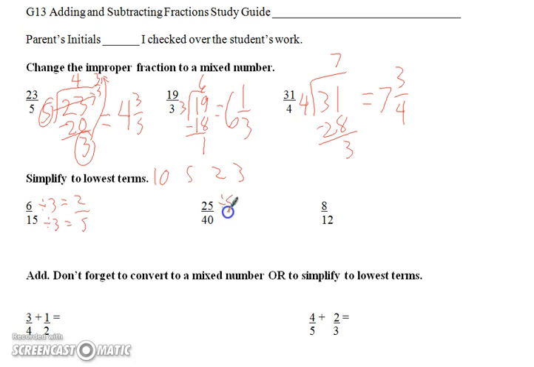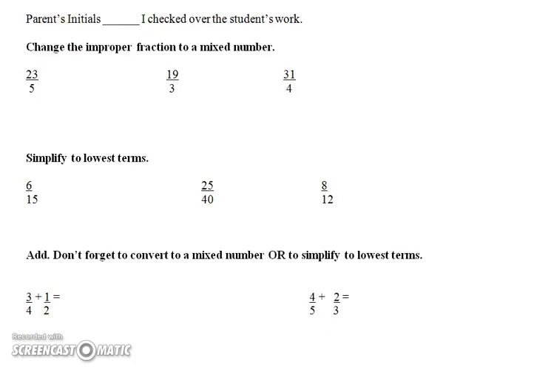Both of these look like multiples of 5. So 25 divided by 5 is 5. 40 divided by 5 is 8. Can't go any lower. Both of these are even, so I could divide by 2. 8 divided by 2 is 4. 12 divided by 2 is 6. Oh, they're both still even, so I can divide by 2 again. Some people may have noticed at the beginning that you could have divided them both by 4, and you would have gotten the same answer.